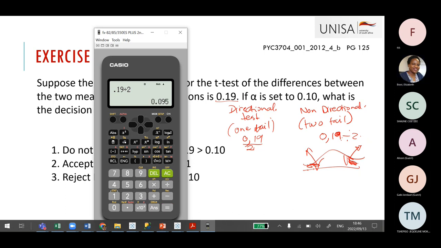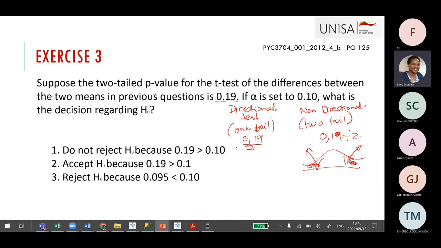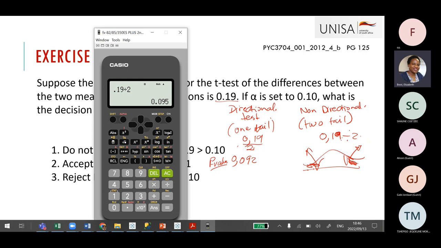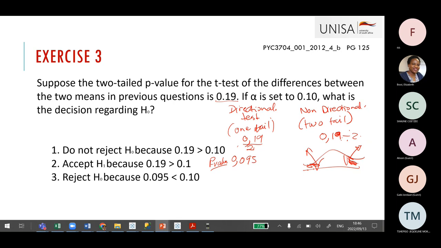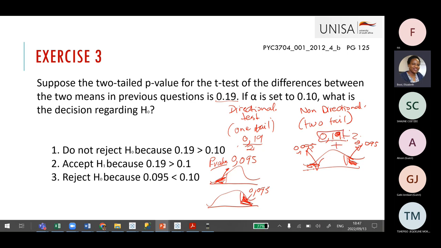It will be equal to 0.095. So my p-value here for the same test will be 0.095, not 0.92, 0.095. And we are only talking about either that side or only the other side. So this can be 0.095 and this can be 0.095, depending on which directional test you are doing. If it's on this side, the p-value will just be 0.095, and if it's this side, it's 0.095. And the addition of both of them should give you the same value.